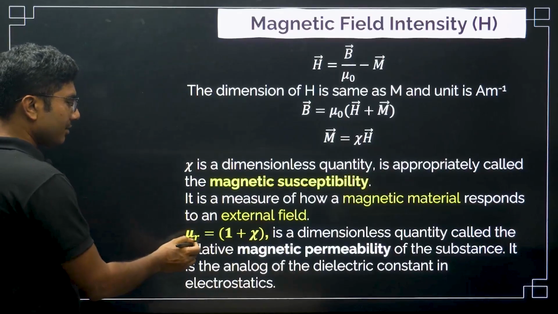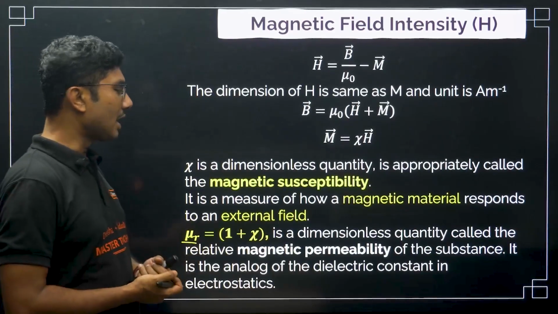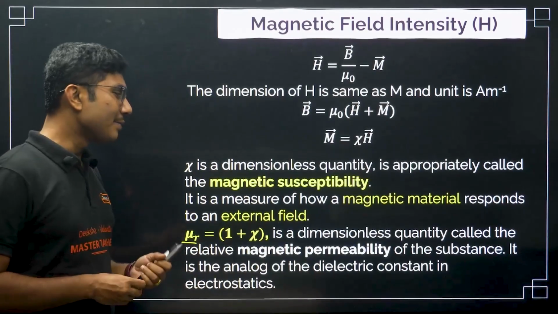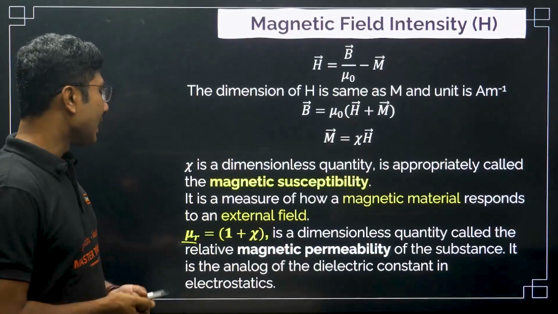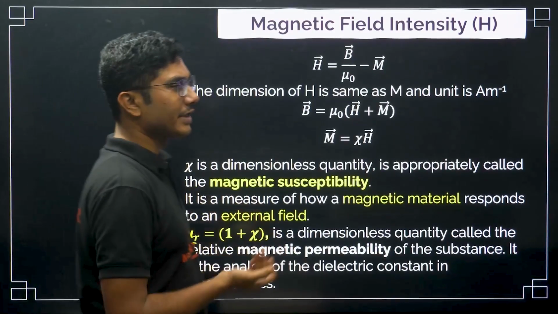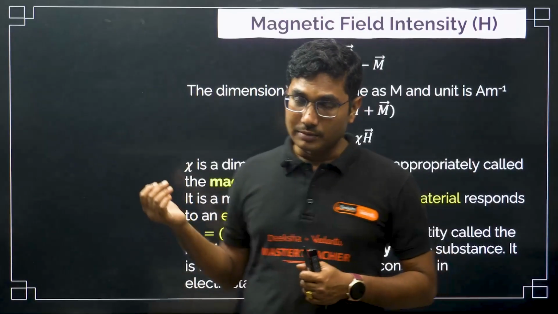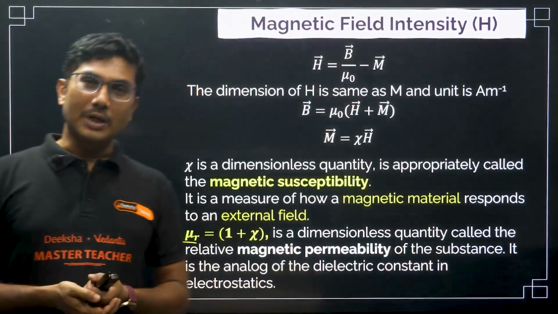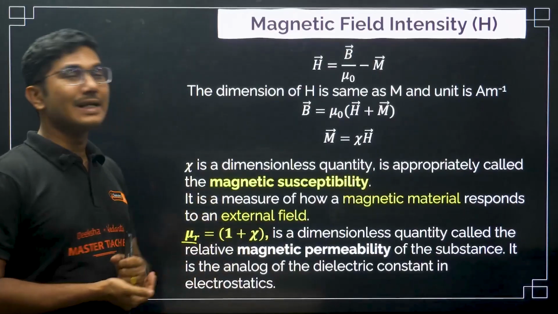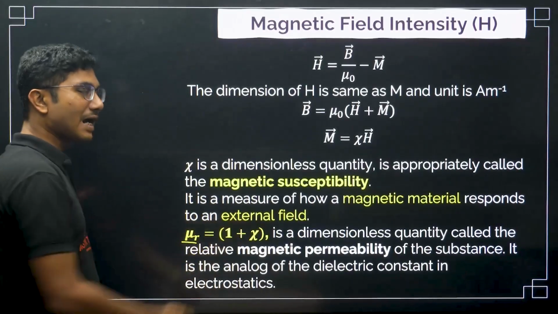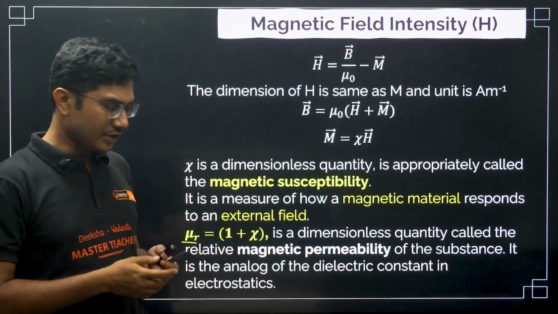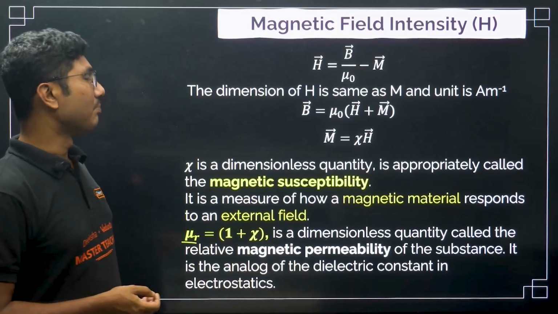Now here this term mu r is given by mu r equals 1 plus chi, a dimensionless quantity called the relative magnetic permeability of the substance. It is the analog of dielectric constant in electrostatics. In electrostatics you have learned about dielectric constant K, or relative permittivity. Here it is relative permeability. Now as you can see, mu r and chi are related to each other, and based on this there will be some questions if you are preparing for your KCET exam.